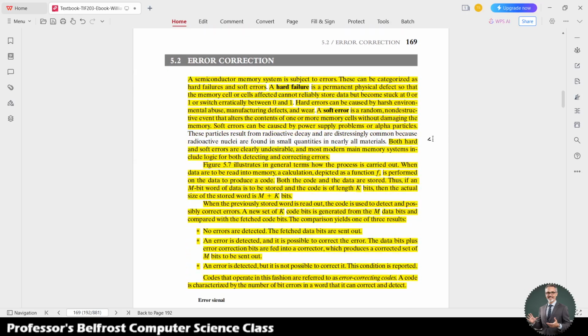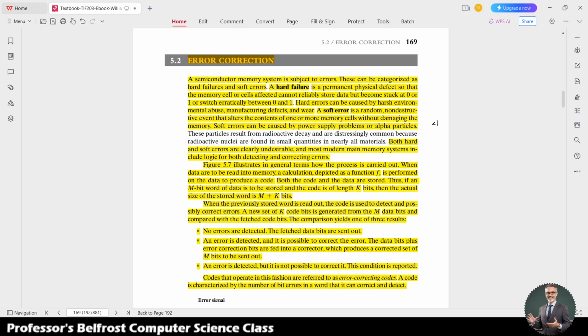We'll now jump into error correction, because I think this is the most important one for this discussion. A semiconductor memory system is subject to errors, and these can be categorized as hard failures or soft errors. What's the difference? A hard failure is a permanent physical defect, so that the memory cell or cells affected cannot reliably store data, but become stuck at 0 or 1, or switch erratically between 0 and 1. This can be caused by harsh environmental abuse, manufacturing defects, and wear.